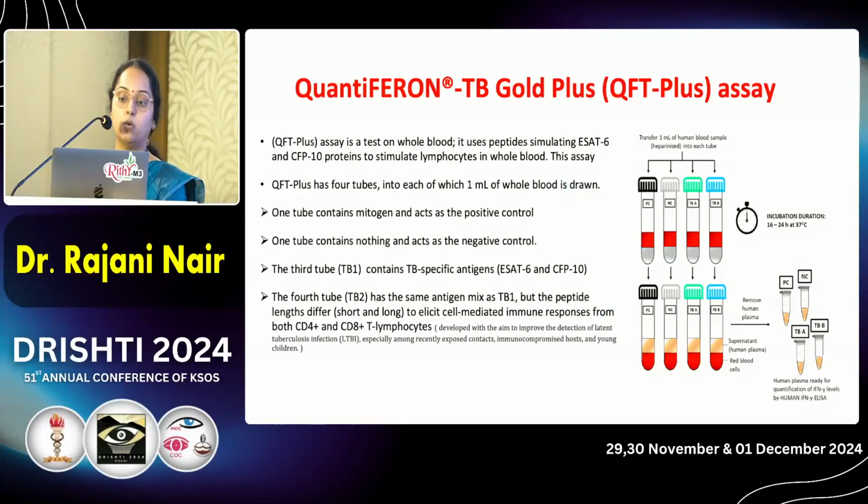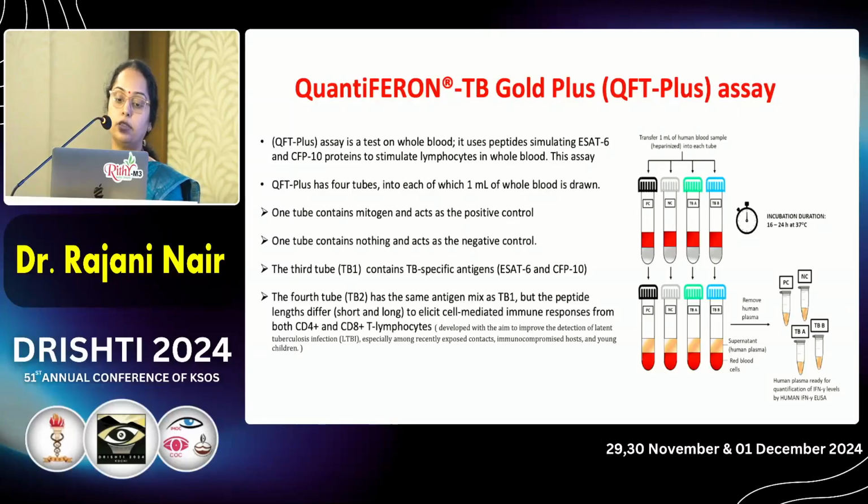QuantiFERON-TB Gold Plus is the newest generation of QuantiFERON tests, and it is an assay done on whole blood using peptides that simulate ESAT6 and CFP10. This assay has 4 tubes. One tube contains the mitogen and acts as the positive control. Another contains nothing and is the negative control. The third tube contains the TB specific antigen. And the fourth tube has the same antigen mix, but the peptide lengths differ to elicit a cell-mediated immune response from both the CD4 and CD8 cells.